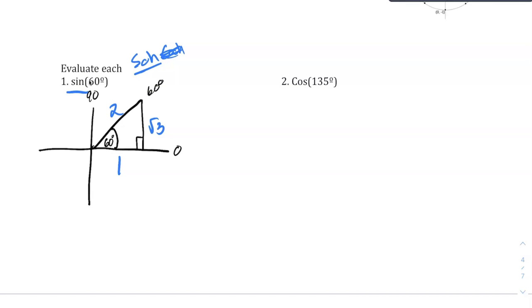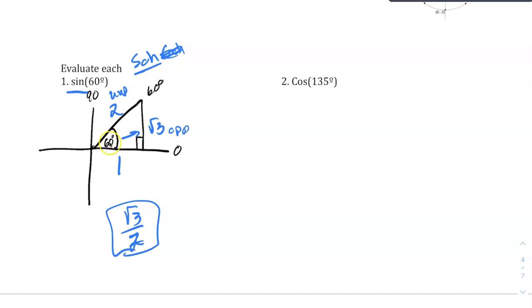I should say, sine is opposite over hypotenuse. Right, if this is my angle, opposite is over here, and my hypotenuse is over there. So I get rad 3 over 2. And that's the answer. Sine of 60 is just rad 3 over 2.